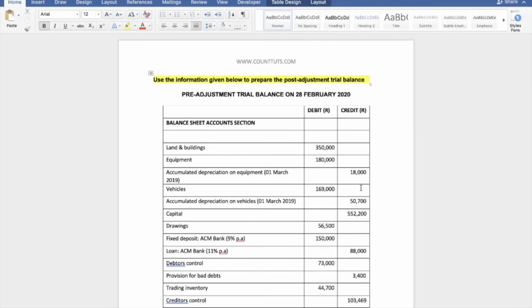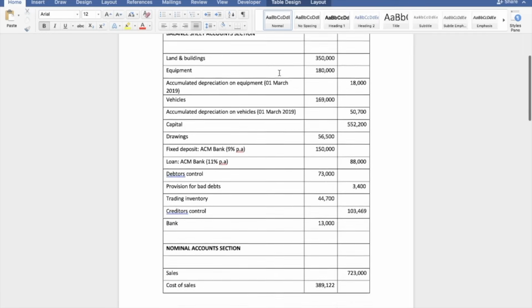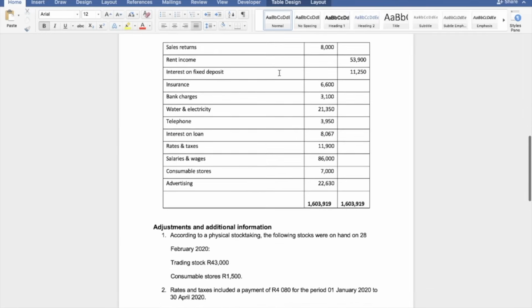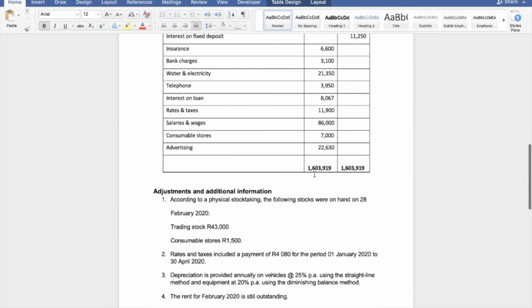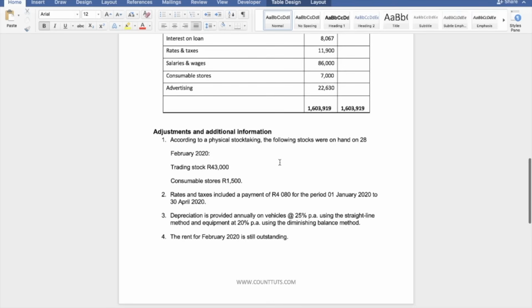So here's our pre-adjustment trial balance, as we are told, on 28 February 2021. We are asked to use the information given below to prepare the post-adjustment trial balance. So as you can see, the pre-adjustment trial balance, if you go down here, you will note that it actually balances: your debit is equal to your credit. So obviously that means the company had done everything correctly. Now we have to do some adjustments.